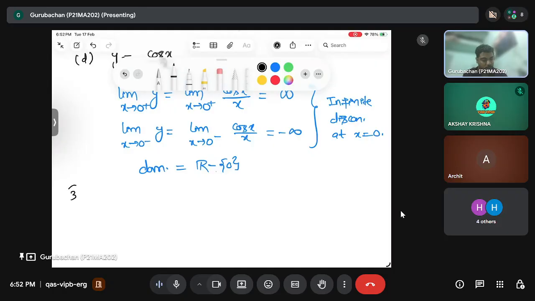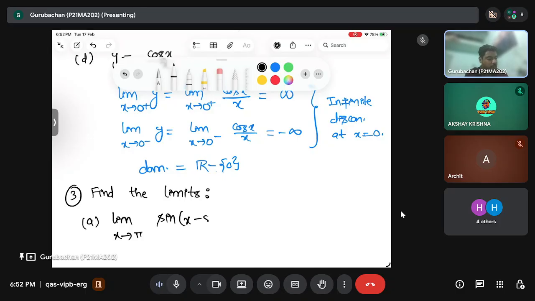So next one is, find the limits, and I will let you know what is the special thing about these limits. Although we have done limits questions in the last classes, this is somewhat different. Limit of sin of x minus sin x. Find out this limit.